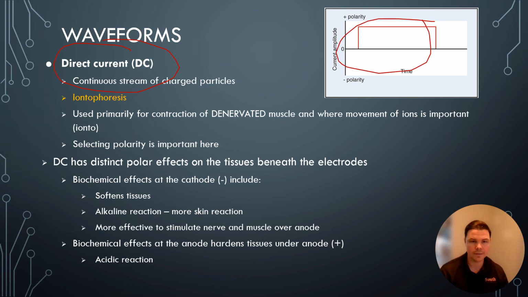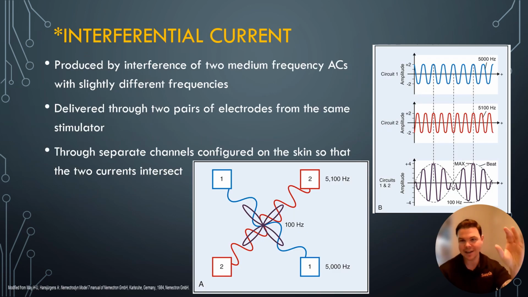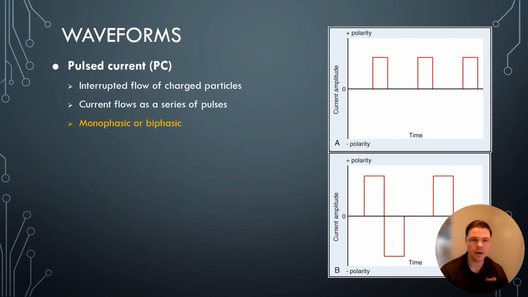Here's a good graph to look at. Understand the definition of alternating current. Just looking at the graphs, looking at the individual characteristics, when you see a definition, you should be able to describe the two individually. Interferential current, just know this definition. Again, I'm not worried about pre-mod.